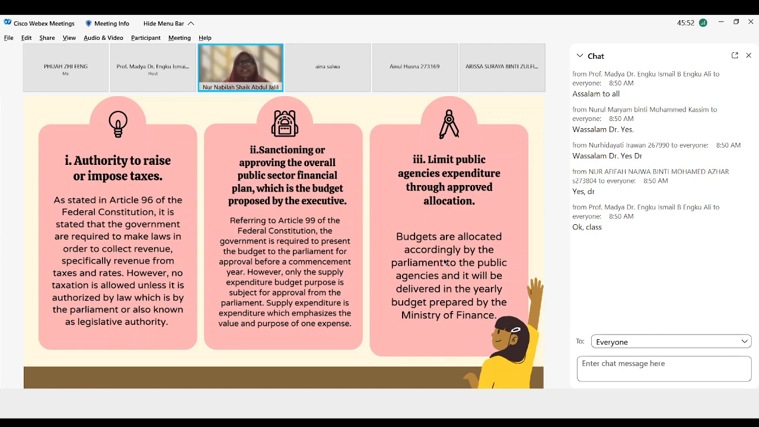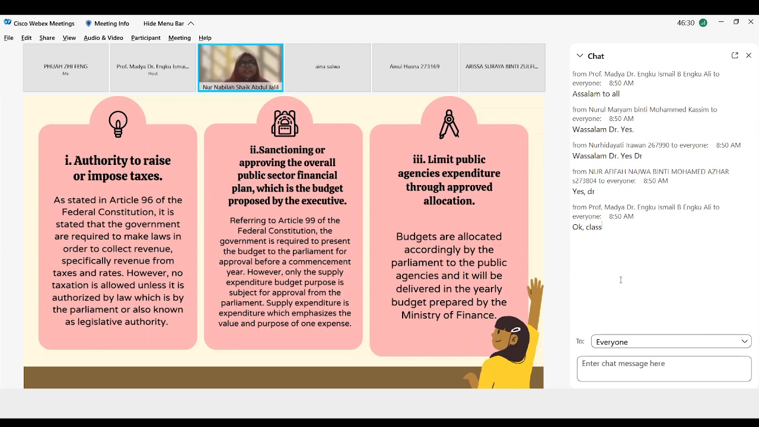Number 2, sanctioning or approving the overall public sector financial plan, which is the budget proposed by the executive. This is stated in Article 99 of the Constitution, which states that the government is required to present the budget to the Parliament for approval before the commencement of the year. This could be seen during the presentation of the yearly budget in the Parliament around the month of October. However, only the supply expenditure budget is subject to approval from the Parliament.